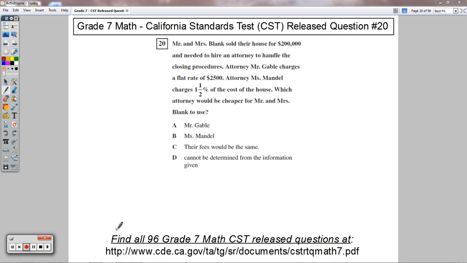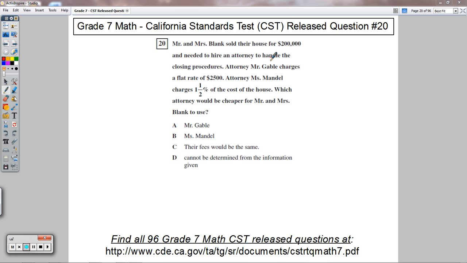It says Mr. and Mrs. Blank sold their house for $200,000. That's an interesting last name. And needed to hire an attorney to handle the closing procedures. Attorney Mr. Gable charges a flat rate of $2,500. Attorney Ms. Mandel charges 1.5% of the cost of the house. Which attorney would be cheaper for Mr. and Mrs. Blank to use?